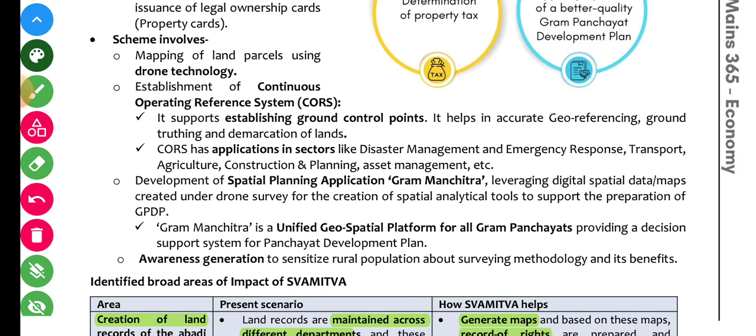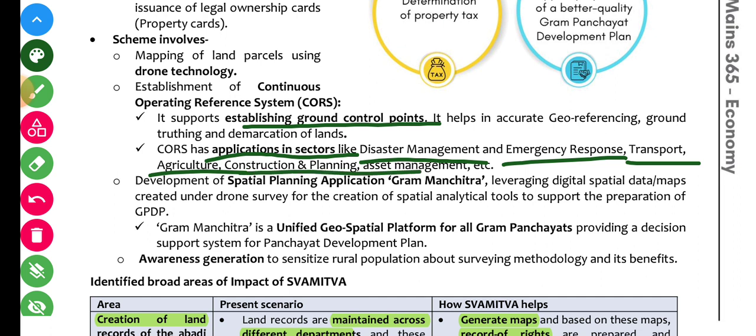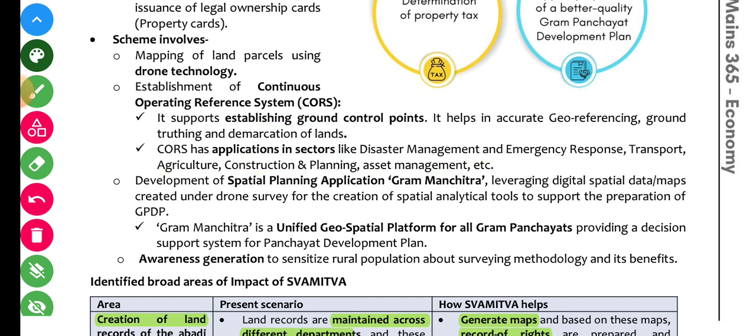Next is the establishment of continuous operating reference systems, establishing ground control points. The continuous operating reference system has applications in sectors like disaster management, emergency response, transport, agriculture, construction and planning, asset management, etc. And development of a spatial planning application, Gram Manchitra.